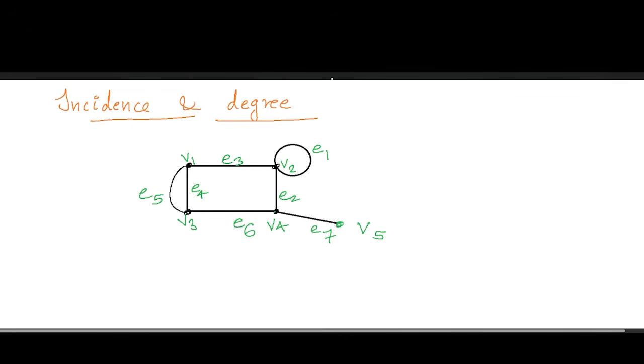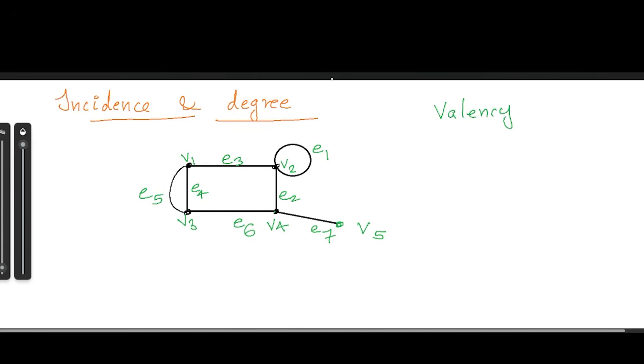Next, degree of a vertex. What is meant by the degree of a vertex? It is also called valency. The number of edges incident on a vertex Vi, where self loops are counted twice, is called the degree of the vertex Vi and it is denoted by d of Vi. And from this figure, you can calculate the degree of each vertex.